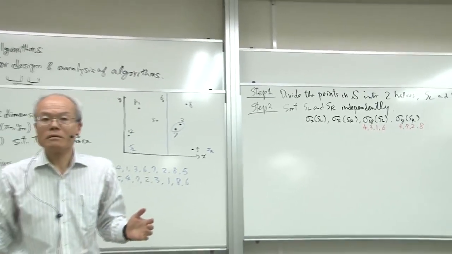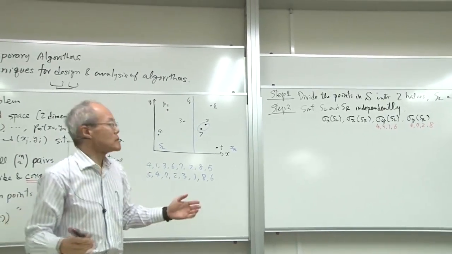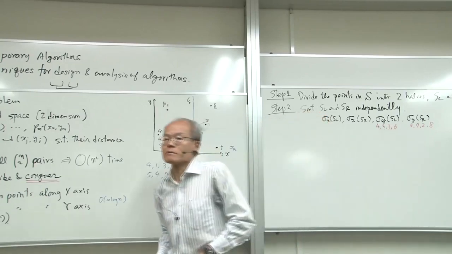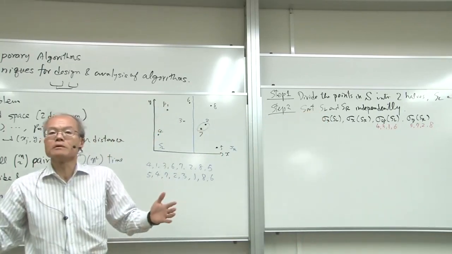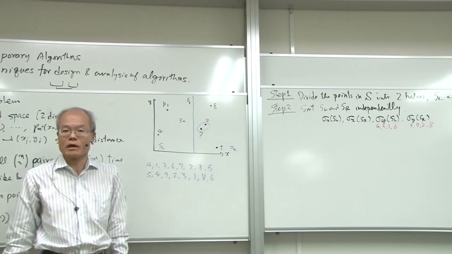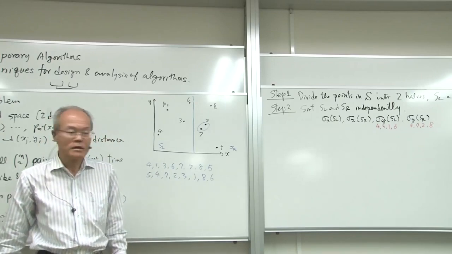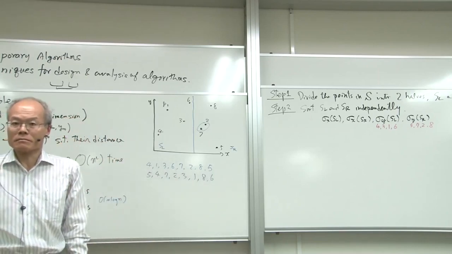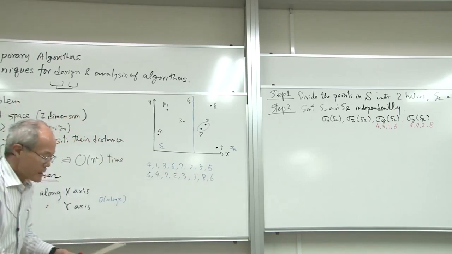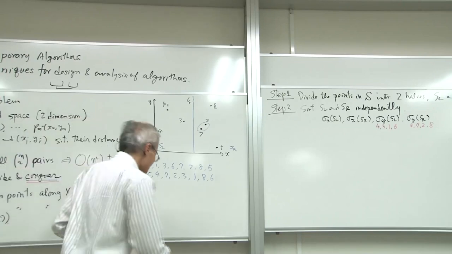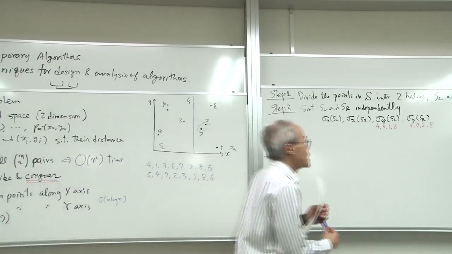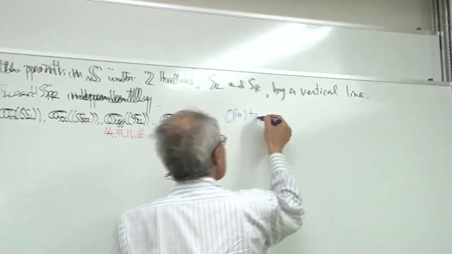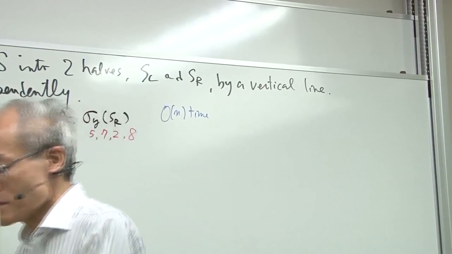Is it clear? It's very easy to get sigma y of S L and sigma y of S R. You don't have to use the standard sorting algorithms, because we already have the sorted sequence for the whole S. Okay. So we need only linear time to do this.